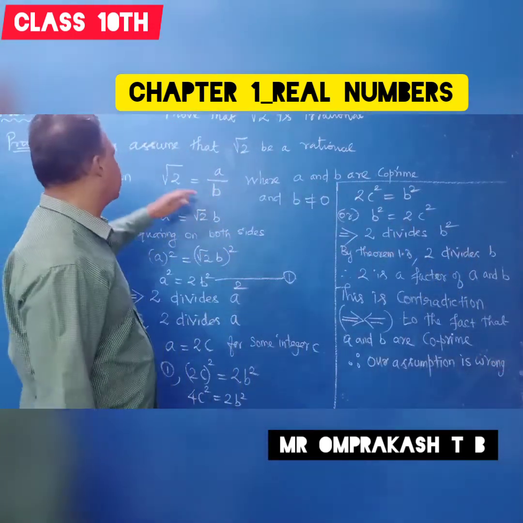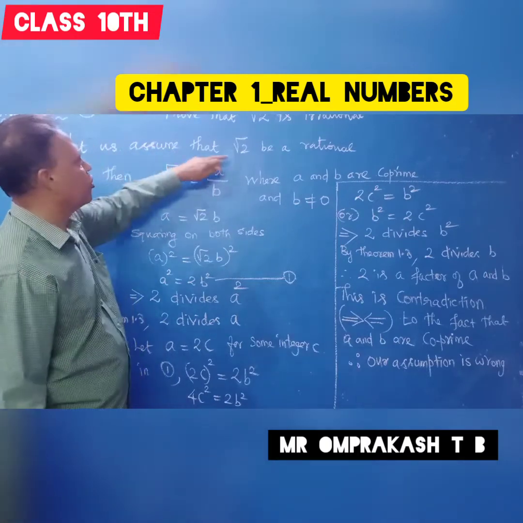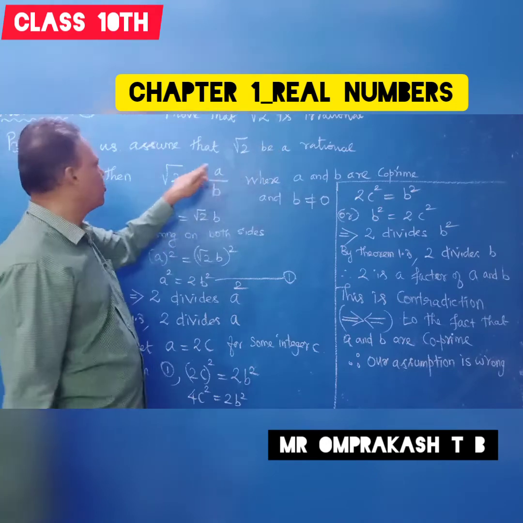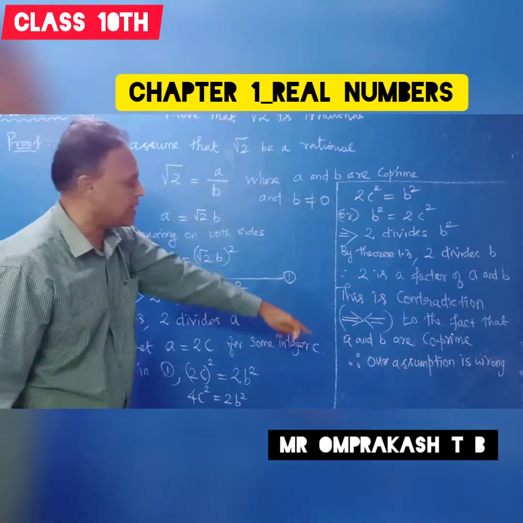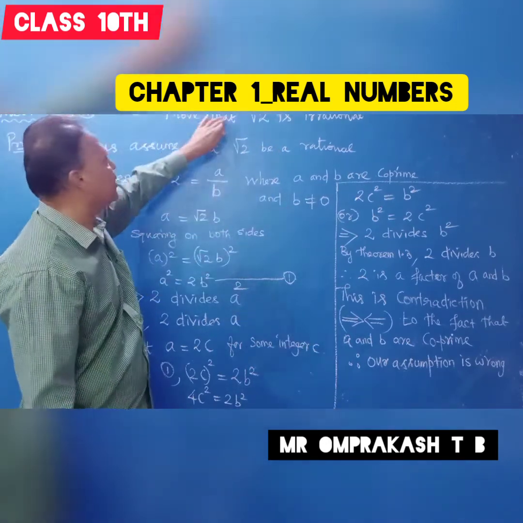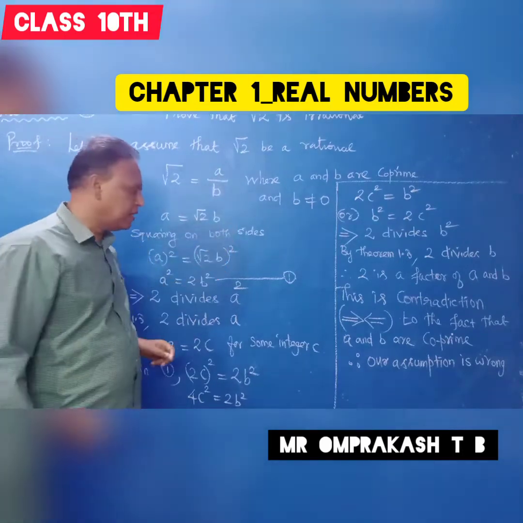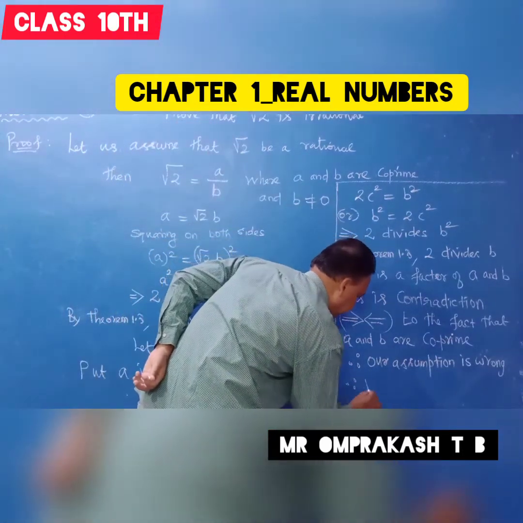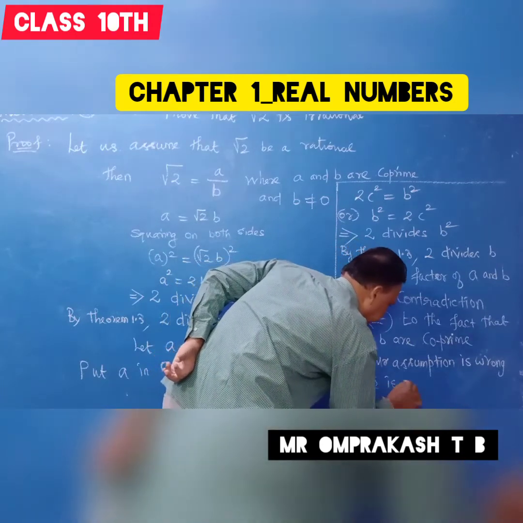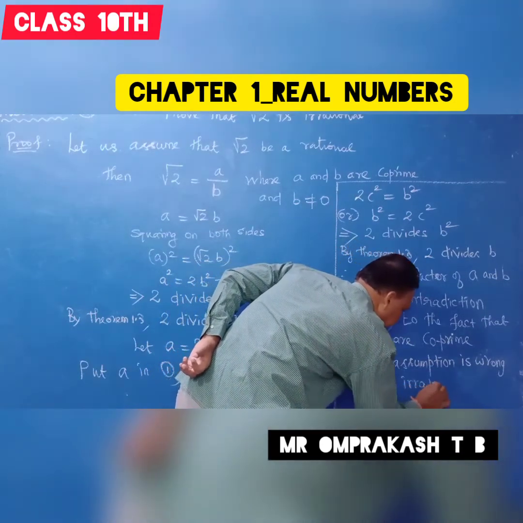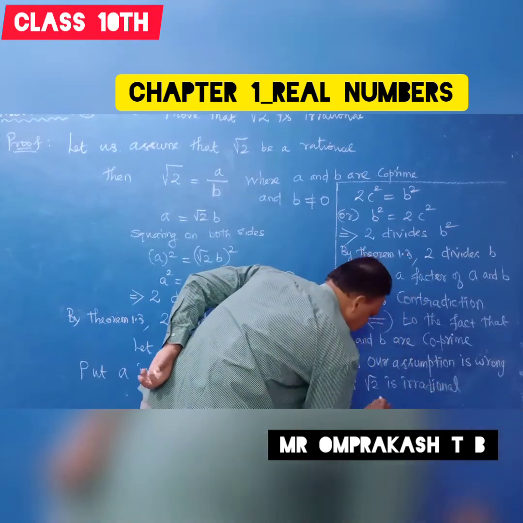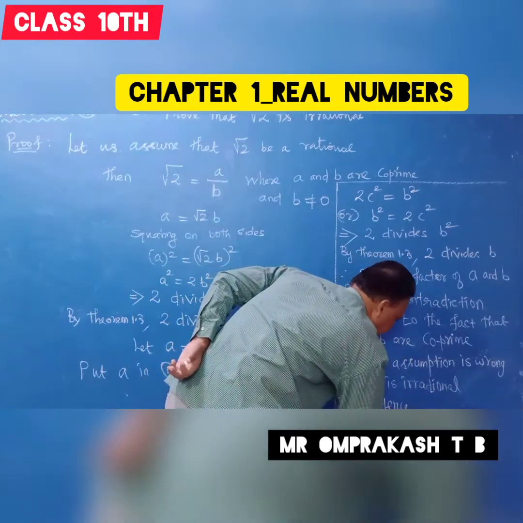So when our assumption is wrong, what is our assumption? Root 2 is a rational number. But our assumption is wrong, which means definitely root 2 is irrational. Therefore root 2 is irrational. Hence proved.